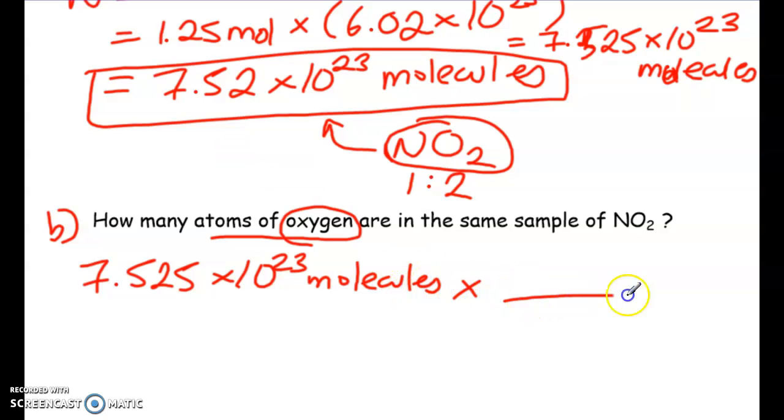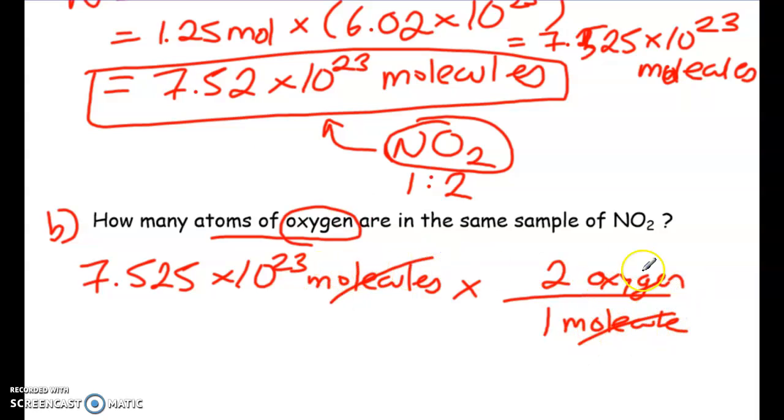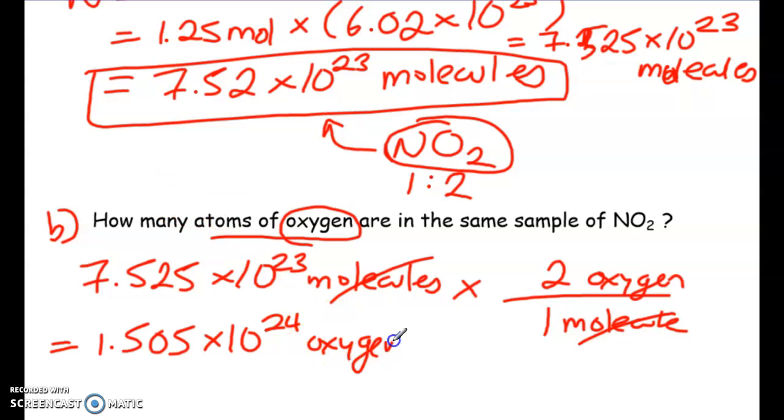So I'm going to show you how to set this up. For every one molecule, there are 2 oxygens. So the molecule cancels and we get oxygen atoms. So essentially we're just doing this times 2. So for our answer, this is 1.505 times 10 to the 24 oxygen atoms.